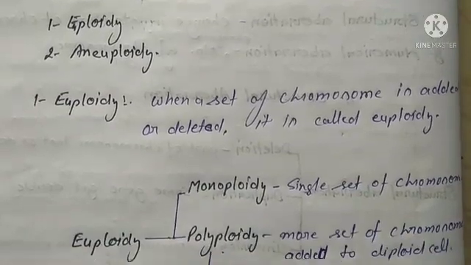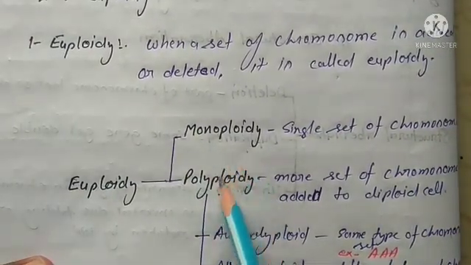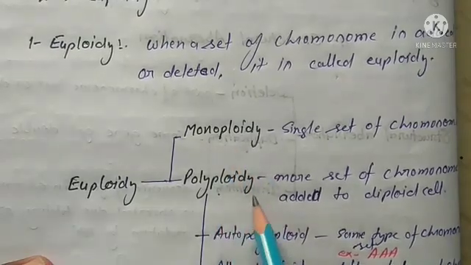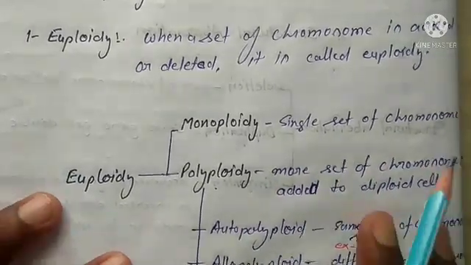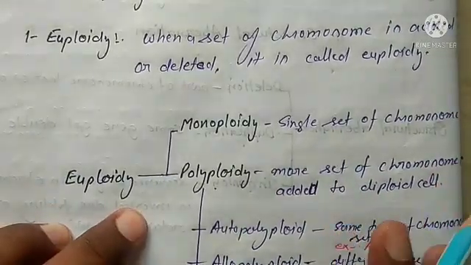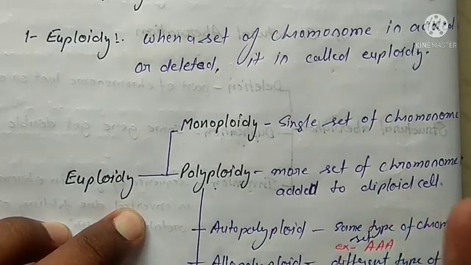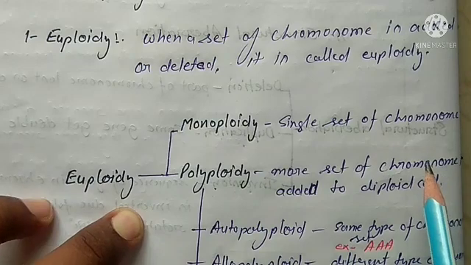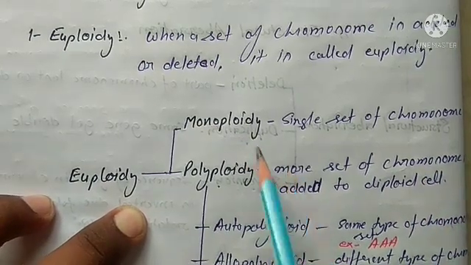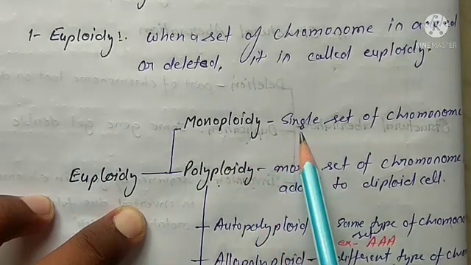Euploidy mainly has two types: monoploidy or polyploidy. Monoploidy means when there is a loss of one genome, one set of chromosomes, in a diploid cell. That type of numerical aberration is known as monoploidy.